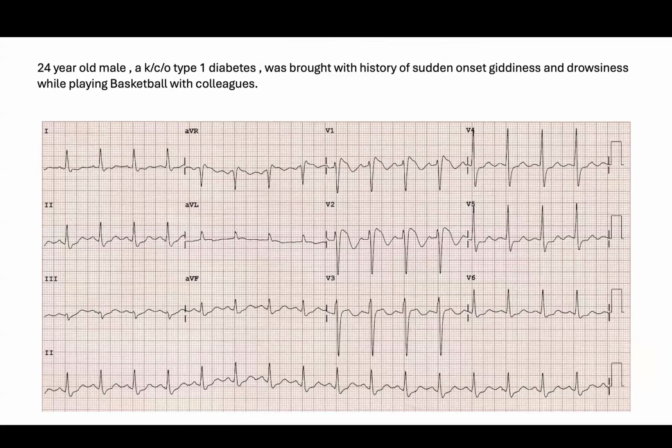So we have a 24-year-old male, a known case of type 1 diabetes, brought with history of sudden onset giddiness and drowsiness while playing basketball with colleagues. What does the ECG show?